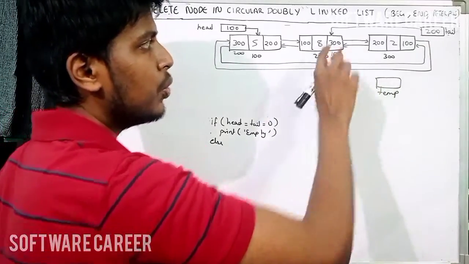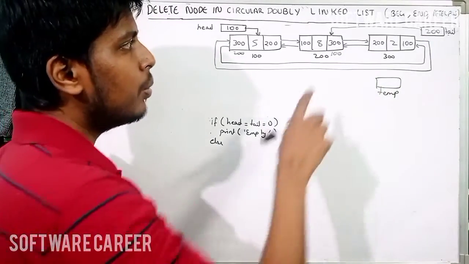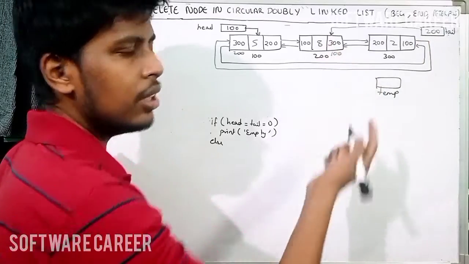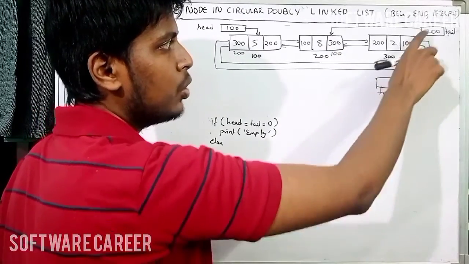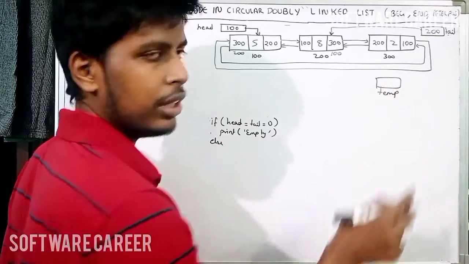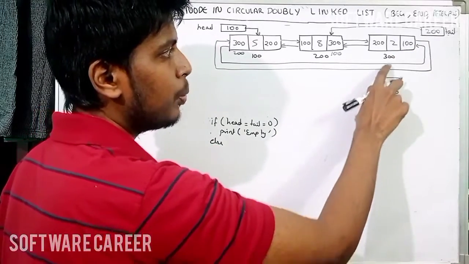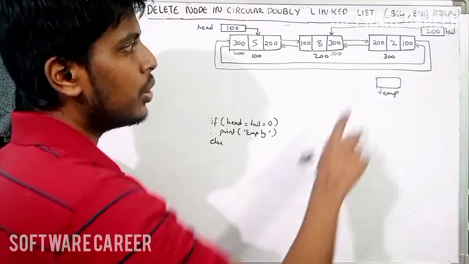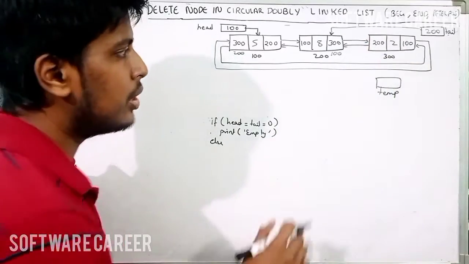Now tail has moved towards here. So at the beginning itself, before moving the tail back, you should write temp equals to tail. So when tail was 300, that 300 is put on the temp pointer. So the temp pointer will point towards this node. Then you can free this node. So let's see how to do it.